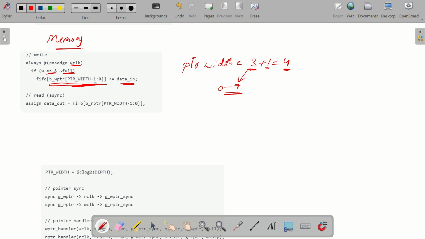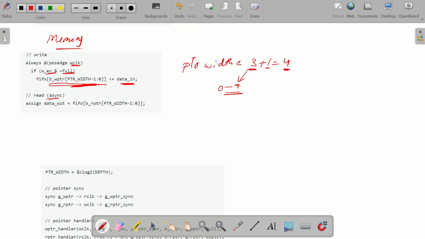That is, pointer width minus 1 down to 0 will provide the address information. The pointer width bit, that is the 4th MSB bit, is only useful when you're calculating the full flag. So it has no role while you're writing the data in order to determine the address. Whatever data is there is written to the concerned location in the FIFO.